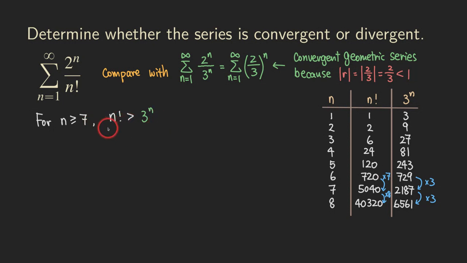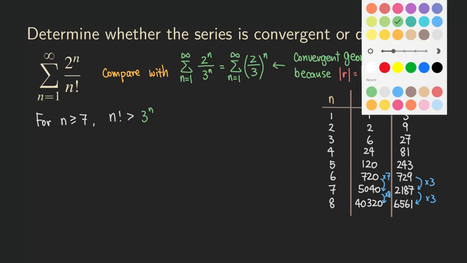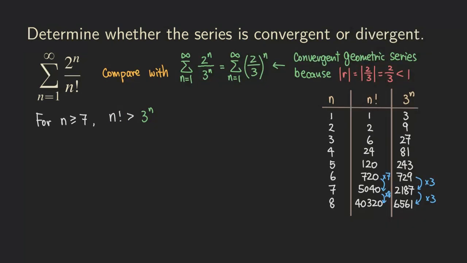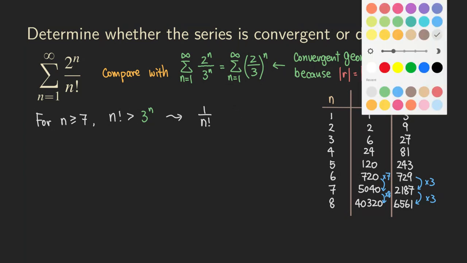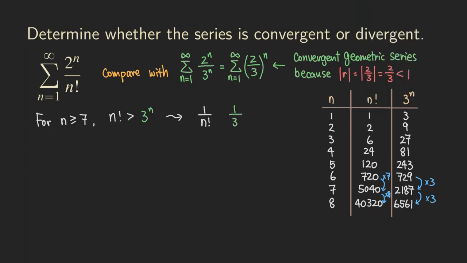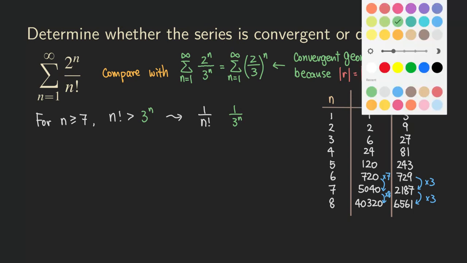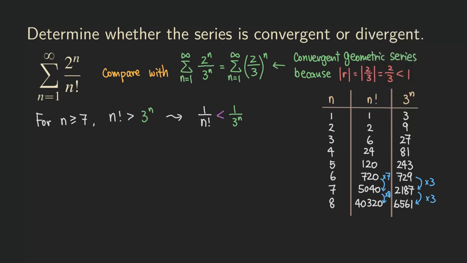So if we take the reciprocal of the n factorial and also the 3 to the n, we are going to obtain this inequality. So let's take the reciprocal, which will give us 1 over n factorial and then 1 over 3 to the n. And in this case, we need to switch the inequality symbol. If you have a larger denominator, then that fraction will be smaller.